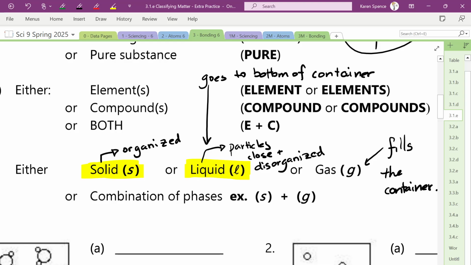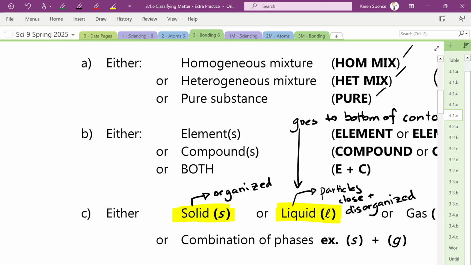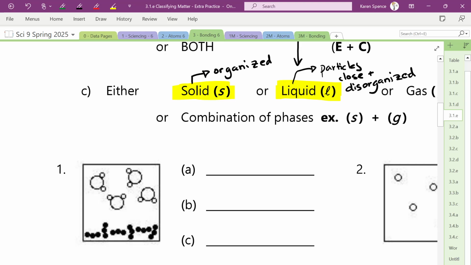So for part A, you'll be deciding, is it homogeneous mixture, heterogeneous mixture, or pure? You'll decide if you have an element, a compound, or both for part B. And then for part C, you'll decide, is it solid, liquid, or gas? So let's take a look at this first one and do it together.